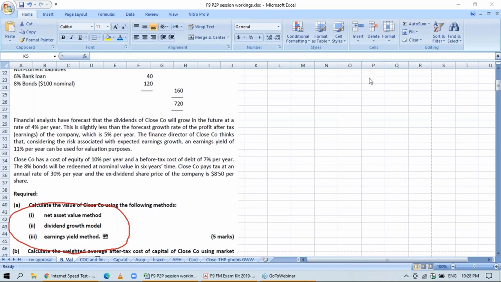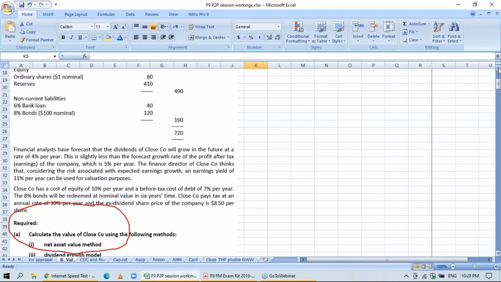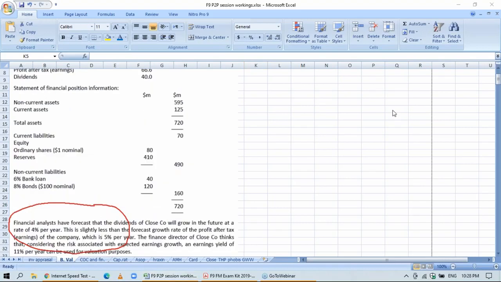Okay, so students, let's start with this question. The question is asking the value of the closed company using the net assets value method. The net assets value method means using the net assets as per the balance sheet, which are 490. Net assets means assets minus all liabilities. So assets are 720. Deduct the liabilities from it: 160 million non-current liabilities and 70 million current liabilities. Deduct them and you will get the net assets from the balance sheet.